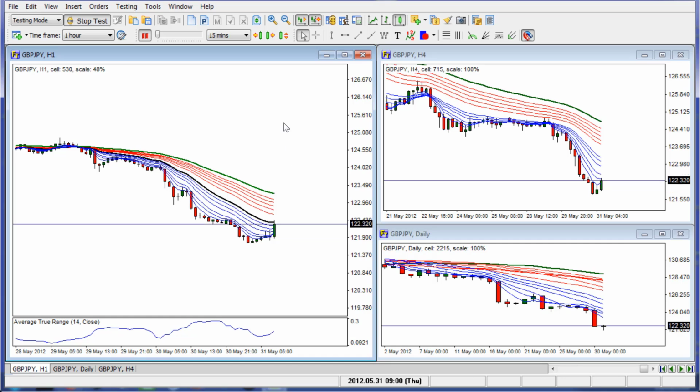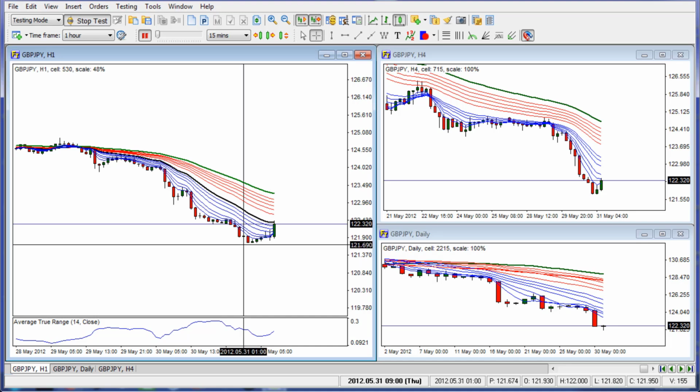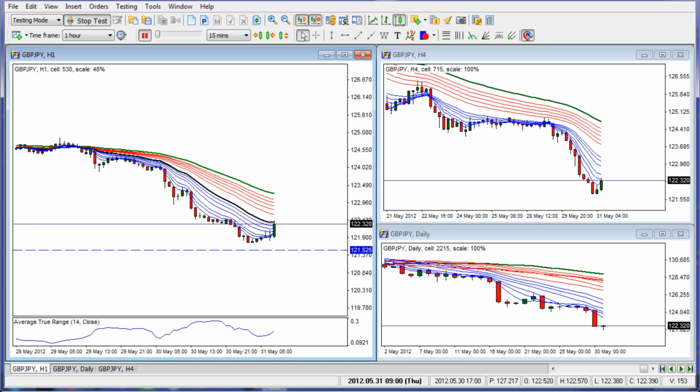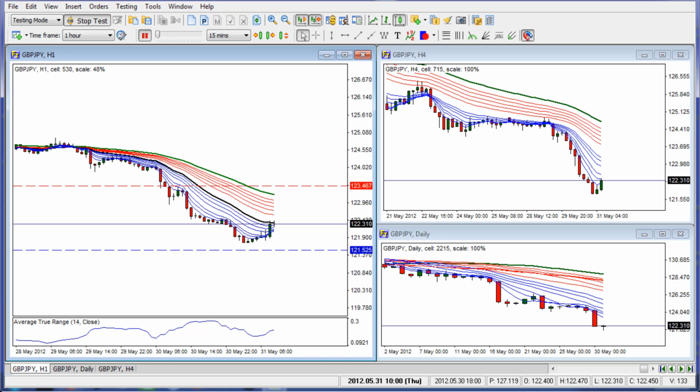And on that candle there, it touches the 21 EMA. So we're now going to place a pending sell stop, and we'll place that 14 ATRs below the recent swing low, which is going to be down about here. And our stop will be 14 ATRs above the 60 moving average, which will be about here. And we'll scroll on through and see how this one plays out.